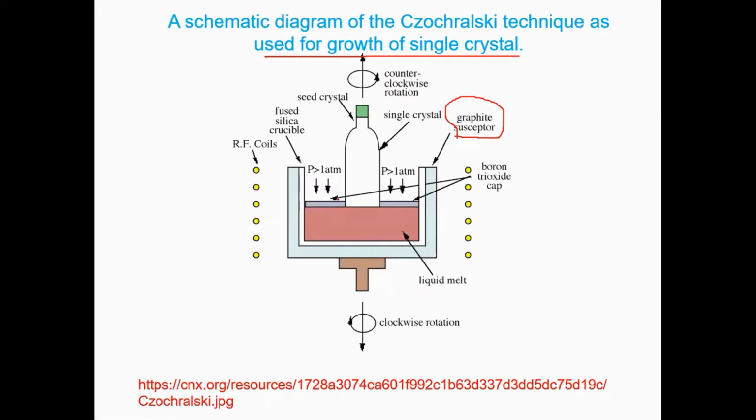Inside this you have a silica crucible. Why do we use such things? The reason is that we are using molten silicon. The graphite helps retain the molten silicon inside, and the fused silica crucible ensures the silicon does not react with graphite. There are two motions involved. One rotates in a clockwise direction, the other in a counterclockwise direction. What is the advantage of that? I will let you know in the coming moments.